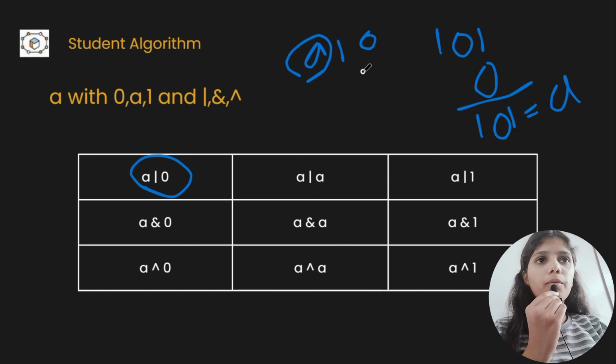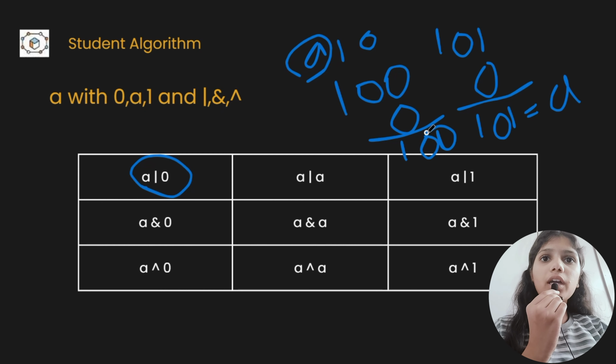Similarly, let's consider A as 4, which is 100, and if we do the OR operation with 0, we are getting 100, which is again equal to A. So when A performs the OR operation with 0, the answer will be equal to A itself. Got it? Now let's move on.